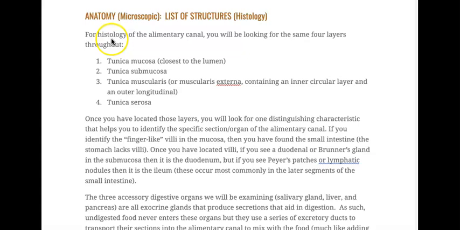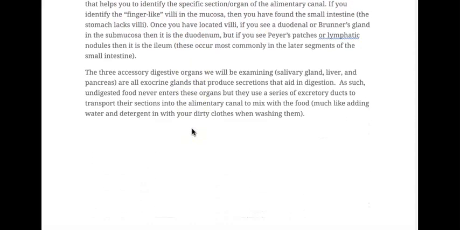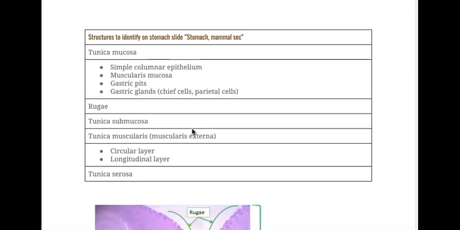For the histology, there are 4 layers that you're going to see constantly: the tunica mucosa, submucosa, muscularis, serosa. You will see these over and over. The mucosa is closest to the lumen, and the serosa is the most outermost. There's some explanation of some of the structures that you will see. This is organized similar to the way we had the respiratory microscopic anatomy organized, where here's the tunica mucosa, and these are the structures you will find in it. There are these things called rugae, then the tunica submucosa, and the muscularis. These 2 things are found in the tunica muscularis, and then the tunica serosa.